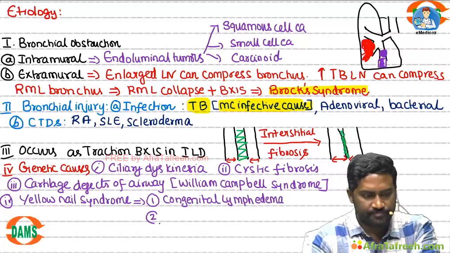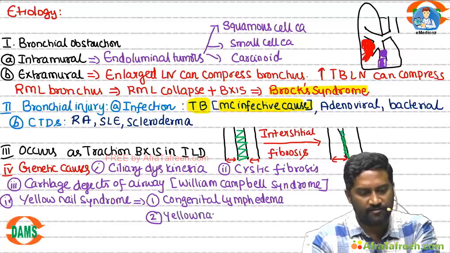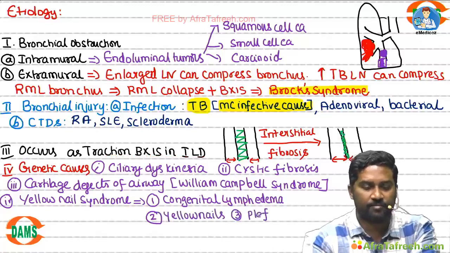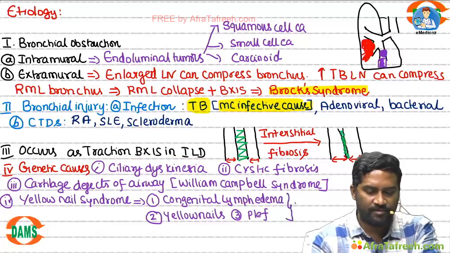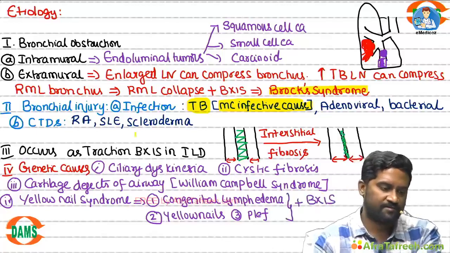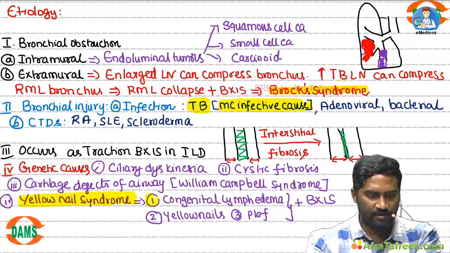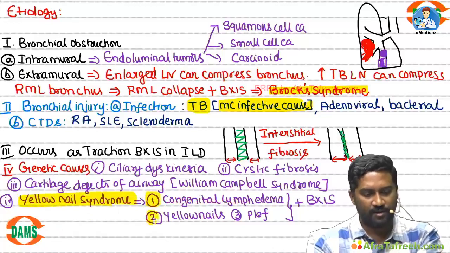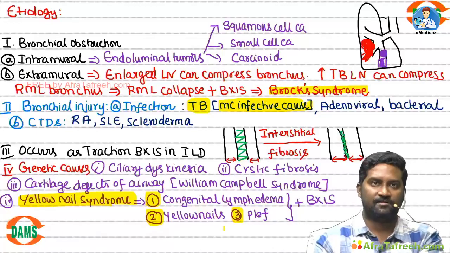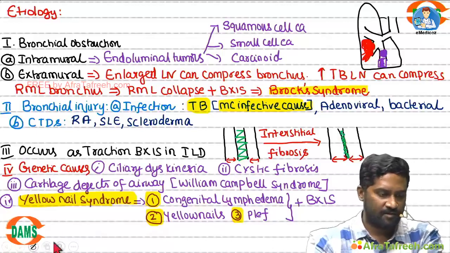There will be yellow nails. There will be pleural effusion. Along with this, there can be bronchiectasis, but bronchiectasis is not included in the classical triad. The classical triad of yellow nail syndrome is congenital lymphedema, yellow nails, pleural effusion. Bronchiectasis is an additional feature.